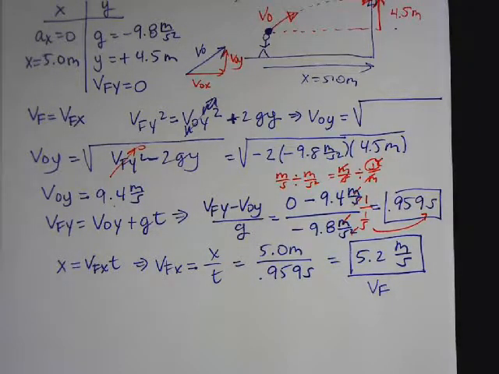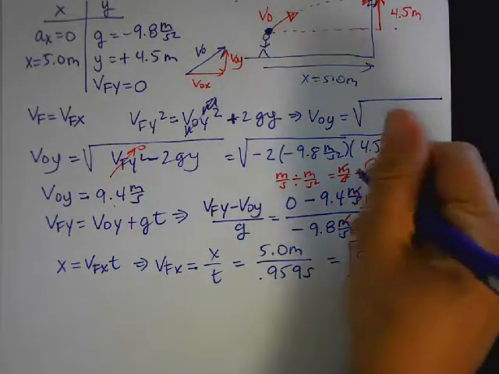Shouldn't it be multiplied over there with the meters per second squared? Meters per second squared. Oh, okay.